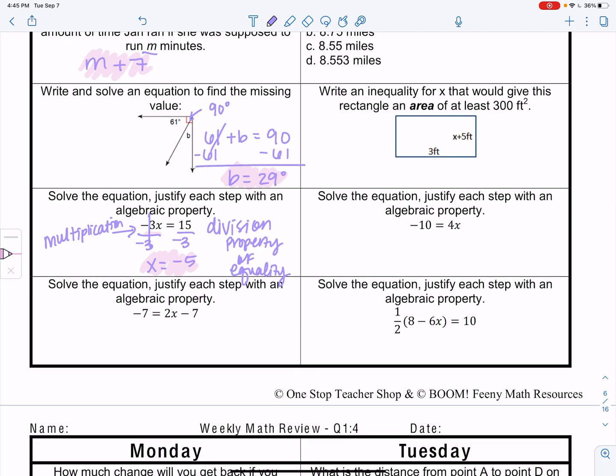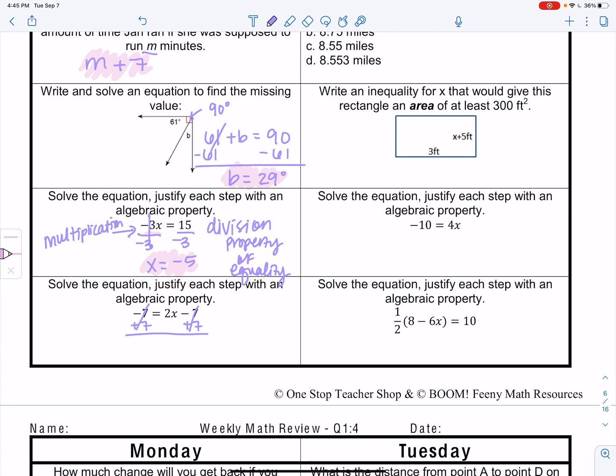And then lastly, we have one more for today. Solve the equation and justify each step with an algebraic property. So what you're gonna do is first, again, we have a two-step just like yesterday. So we're first going to get rid of that constant. So we'll add 7 to both sides. 7s are gone actually everywhere.